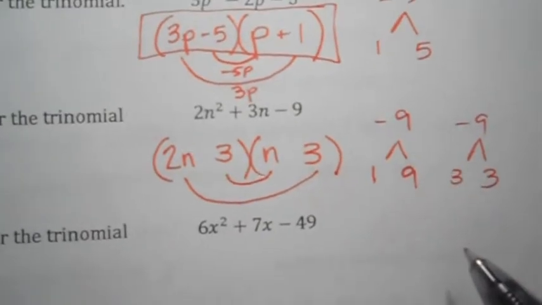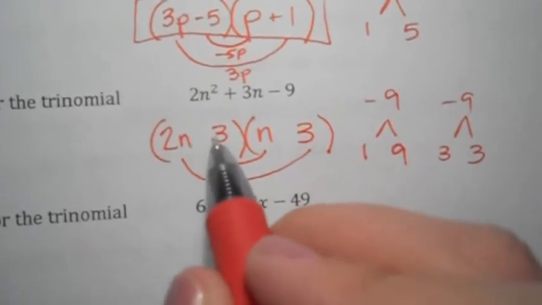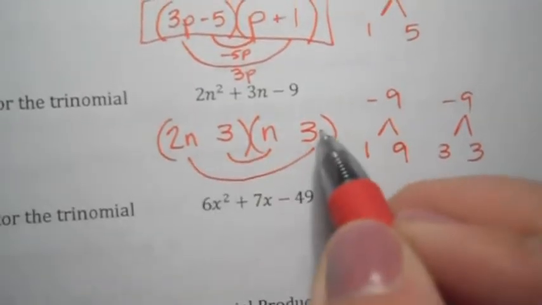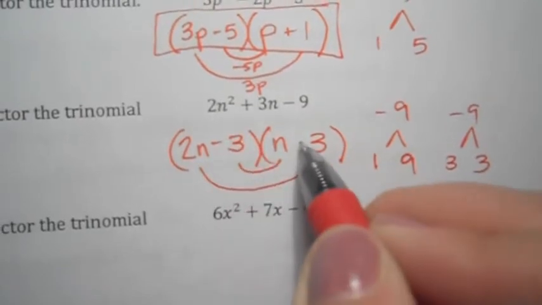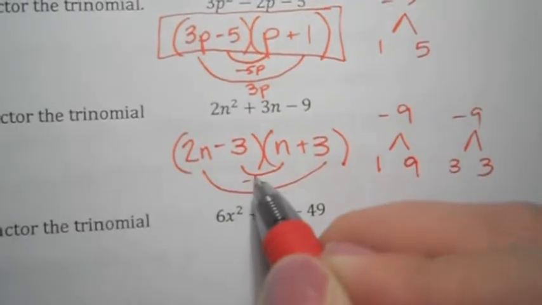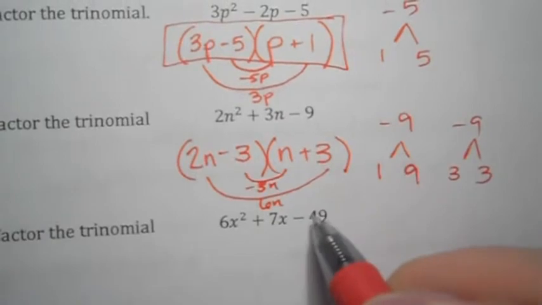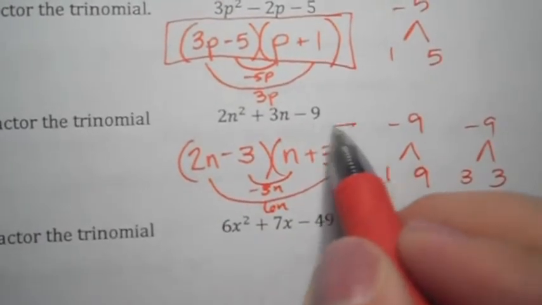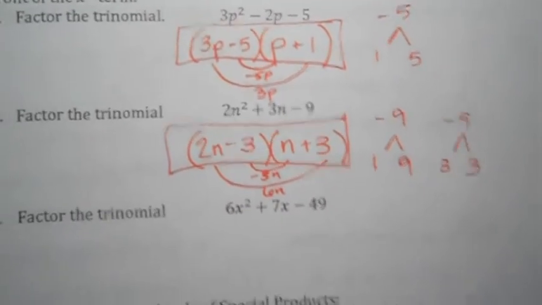But now the question is, which one is positive and which one is negative? If we let this one be positive, then that would be a positive 3n and a -6n. That's not going to come out to be positive. So we know it must be negative here and positive here. -3 times n is -3n. 2n times 3 is 6n. -3n and positive 6n come out to positive 3n. We found our factors. On to the next one.